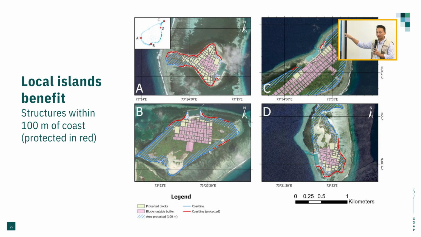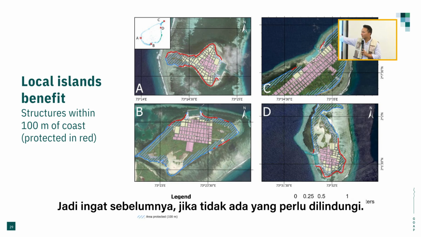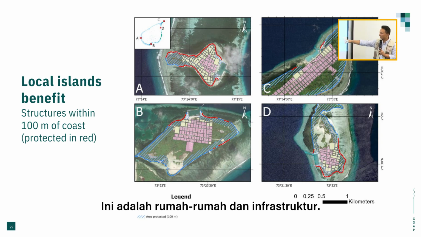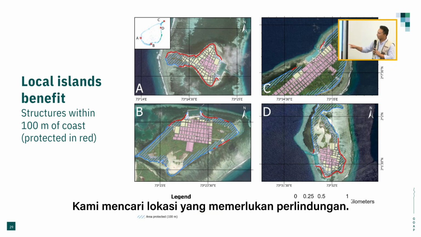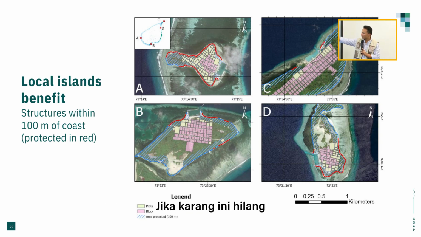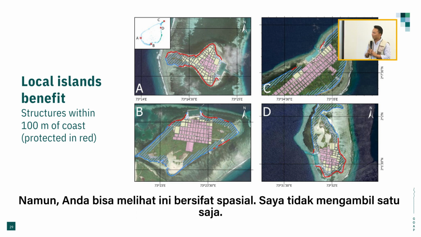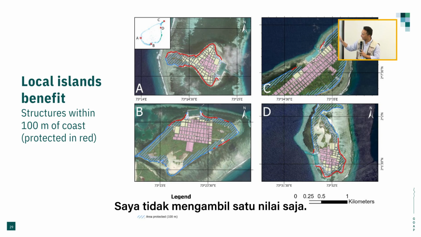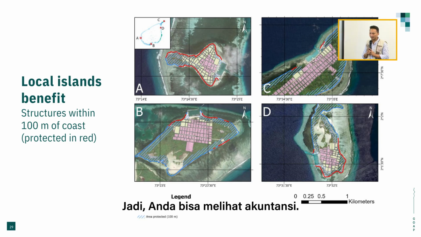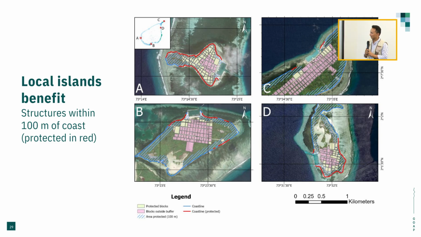Next. So this is an example of coral reefs providing protection to islands. And this happens to be the Maldives. You can see in blue, there's no houses. So remember from before, if there's nothing to protect, there is no coastal protection. But here, in red and green, these are the houses and infrastructure. So we find where there needs to be protection, what is the cost of the seawall, and we look at the replacement cost. If this coral disappears, what is the damage or the replacement here for a seawall? But you can see it's spatial. I don't take one value and multiply by all of the island. It's only when there's houses to be protected. So you can see accounting, we need GIS, we need economists, we need a lot of different skills. Next.